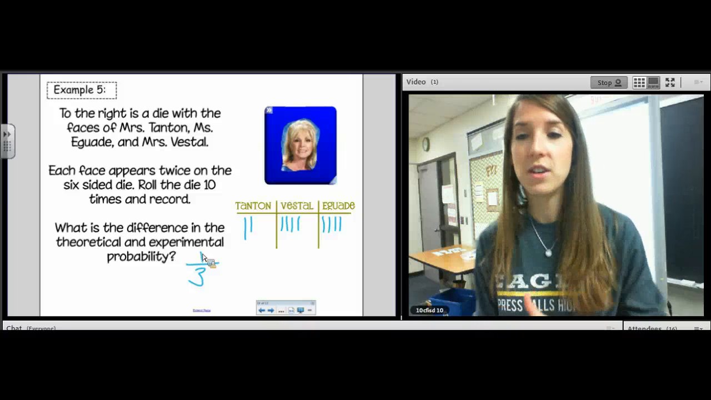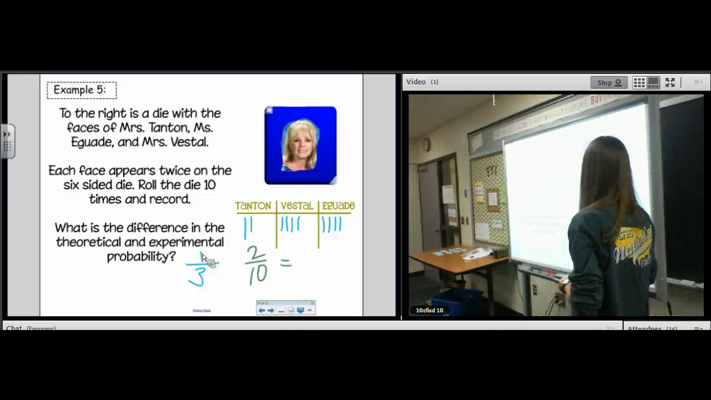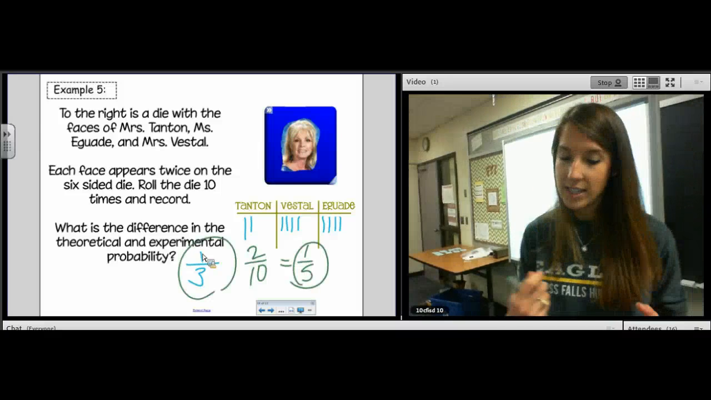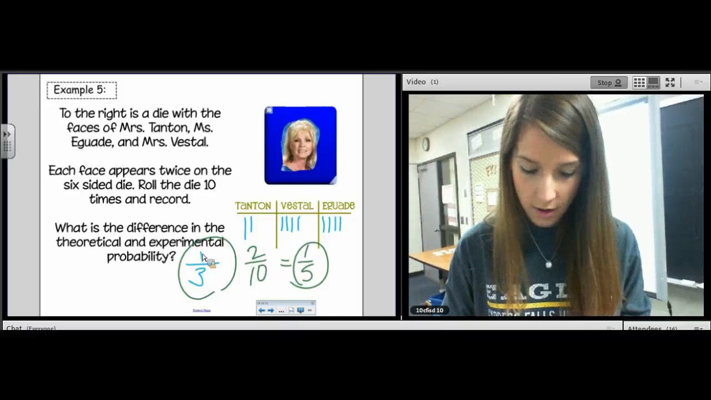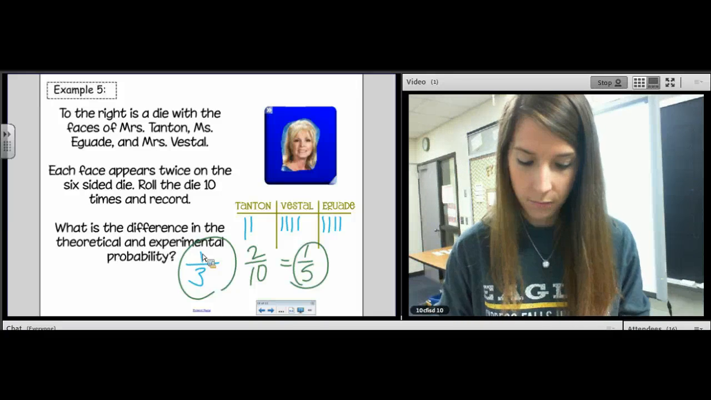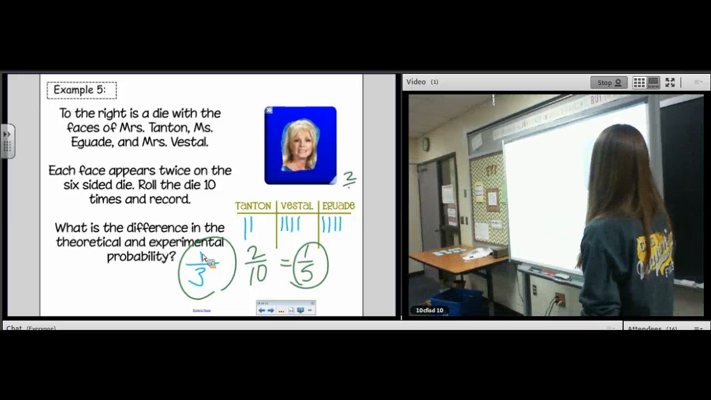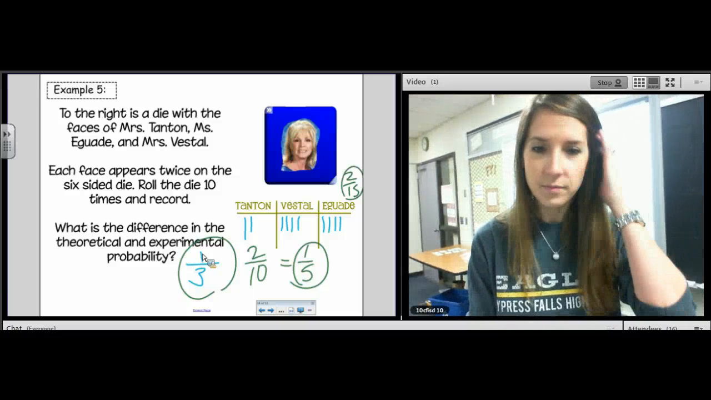The experimental is 2 out of 10, which is 1 out of 5. So what is the difference in the theoretical and the experimental? I would do 1/3 minus 1/5. And so we were 2/15 off. 2/15 is what you get when you subtract them. All right?